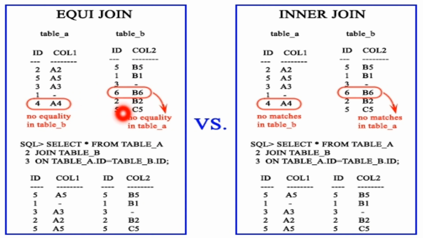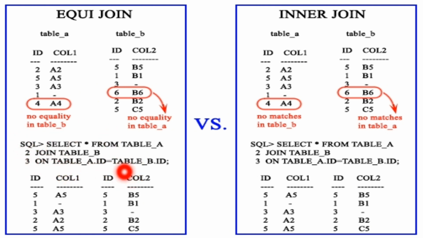4 and 6 will not be displayed in the result, okay? And the query is select star from table A join table B on table A dot ID is equal to table B dot ID. The both ID where it is equal, that alone will be displayed in the output. And don't worry about this SQL 2 and 3, that is a line. This is first line, this is second line, this is third line. For that I have written, don't worry about it, this will be the query, okay?